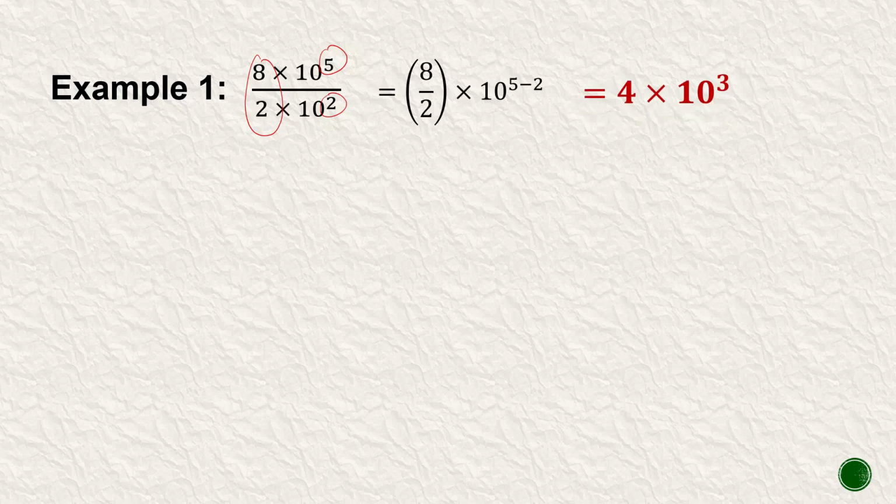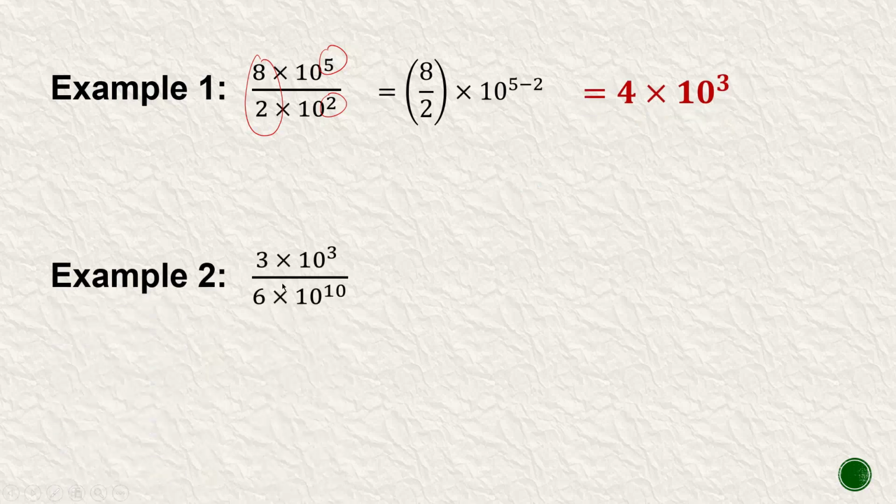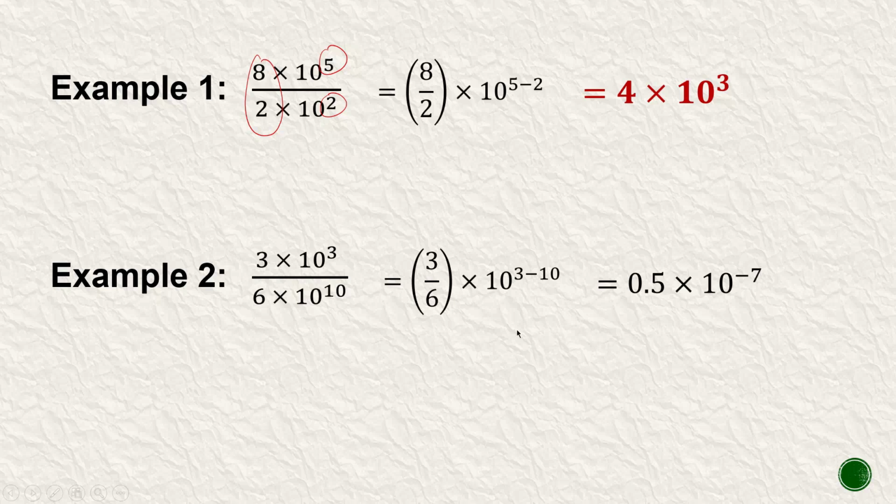All right, let's see what we have in example number 2. So we have 3 over 6 here. When we divide that, we need to divide 3 over 6 and then take 3 minus 10. So when we divide 3 over 6, that will be 0.5 times 10 raised to negative 7. So why is it negative 7? Because it's 3 minus 10.